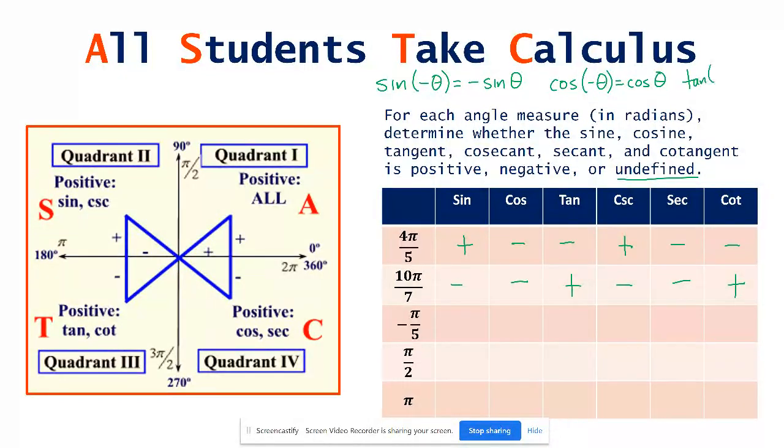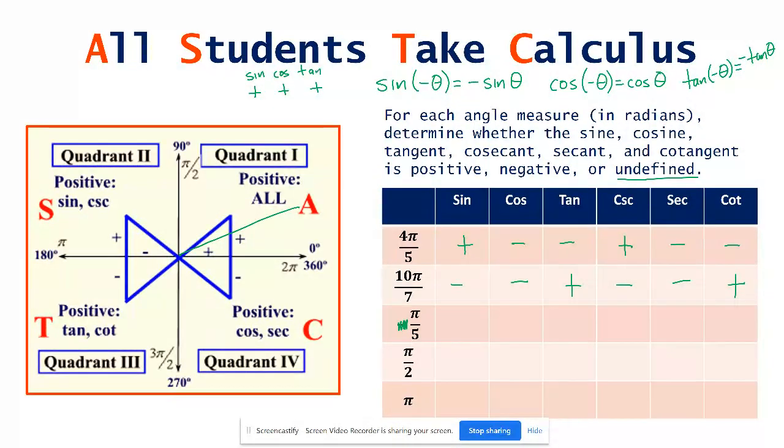Tangent of a negative angle is opposite of tangent of the positive angle. So you find the tangent of the positive angle and change its sign. So if we want to forget about the negative for a second and say, where is just regular old pi over 5? Well, pi over 5, it's a pretty small fraction. It's definitely less than pi over 2. So it's going to be somewhere in here in the first quadrant. And in the first quadrant, my sine, my cosine, and my tangent are all positive.